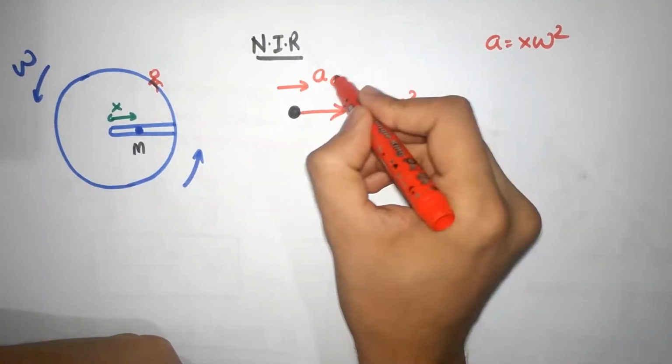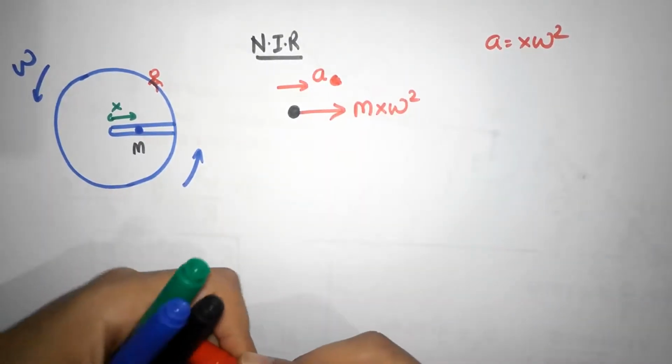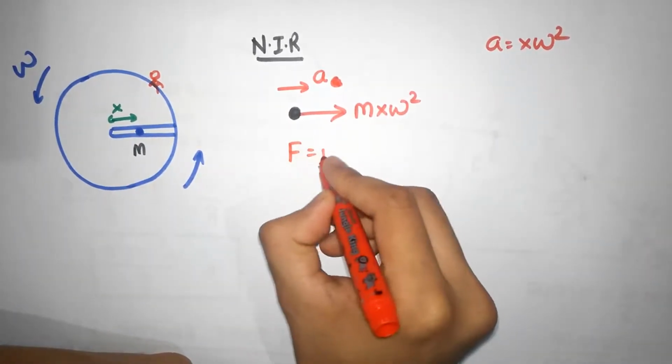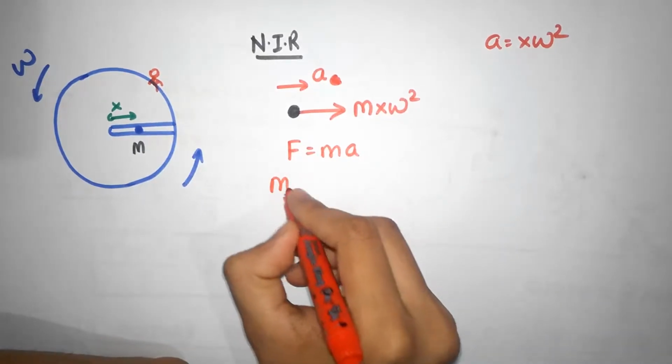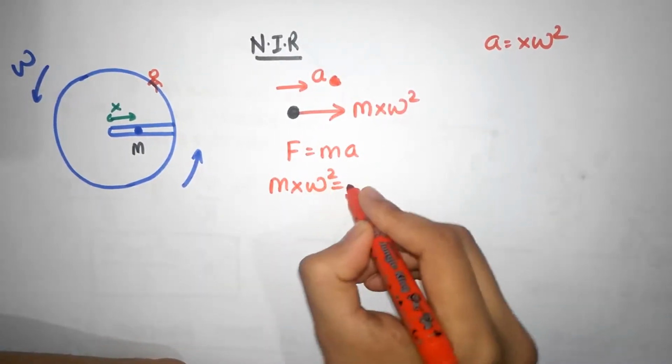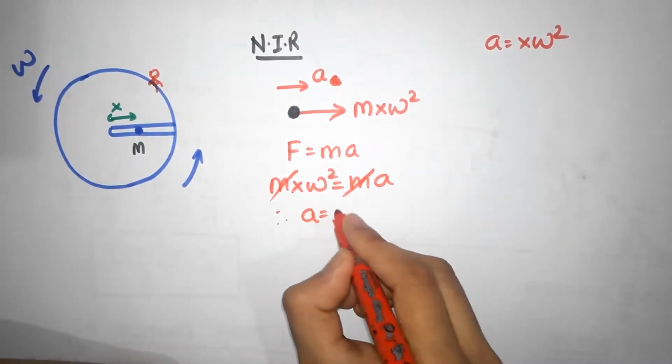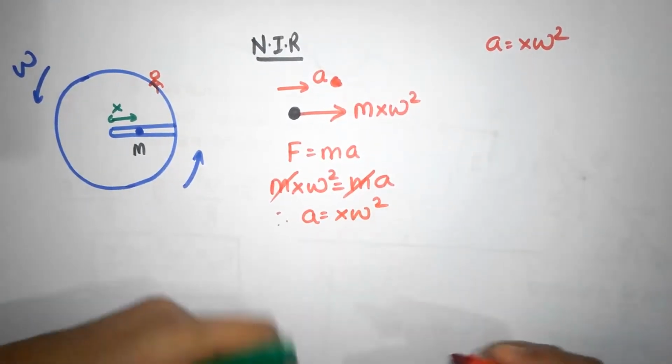So that acceleration is just some acceleration a, and let's calculate that acceleration. That's easy. F equals ma. So m x omega squared must be equal to m times a. So the acceleration that it's going to experience is x omega squared.